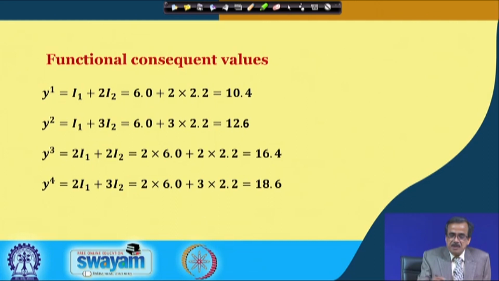Now, the output of the first fired rule, that is denoted by y 1, is nothing but I 1 plus 2 I 2. Now, how to find out this particular coefficient?